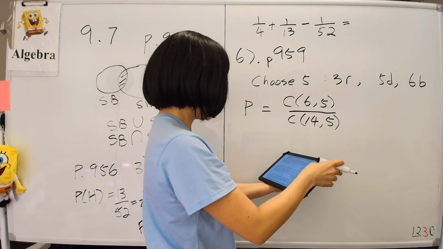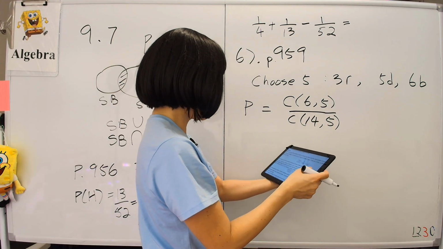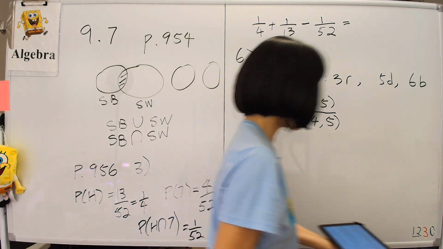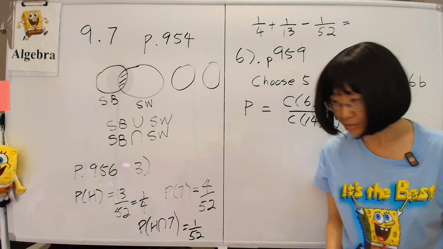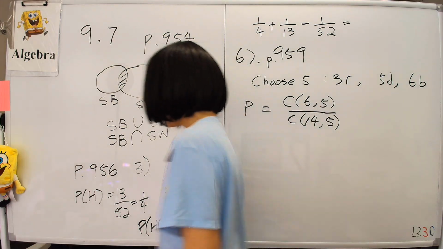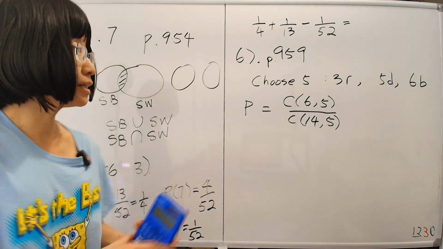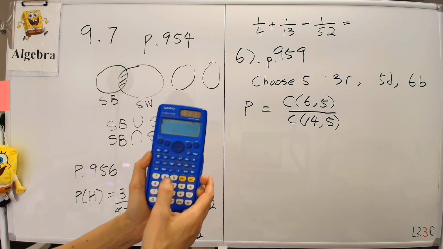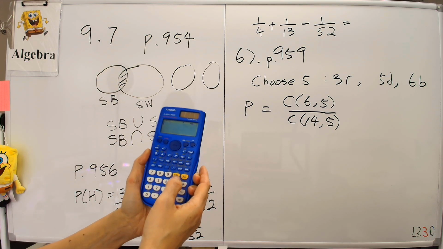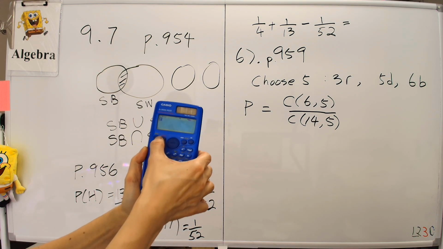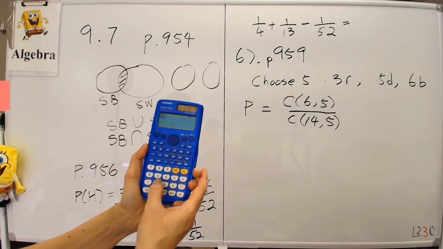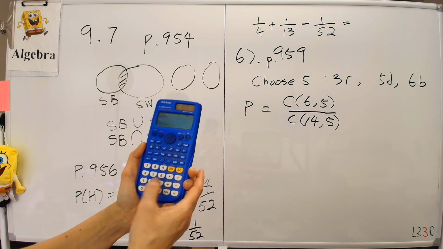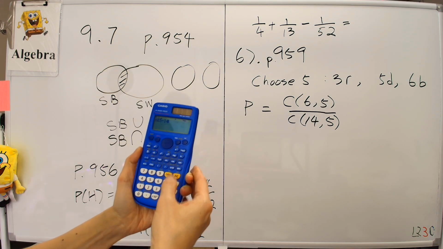All right, let's do that. There is not much left to do except to find the calculator. Here it is. Now to do the C(6,5) over something, let me turn on the calculator. So we'll do 6 choose 5, and divided by 14 choose 5.